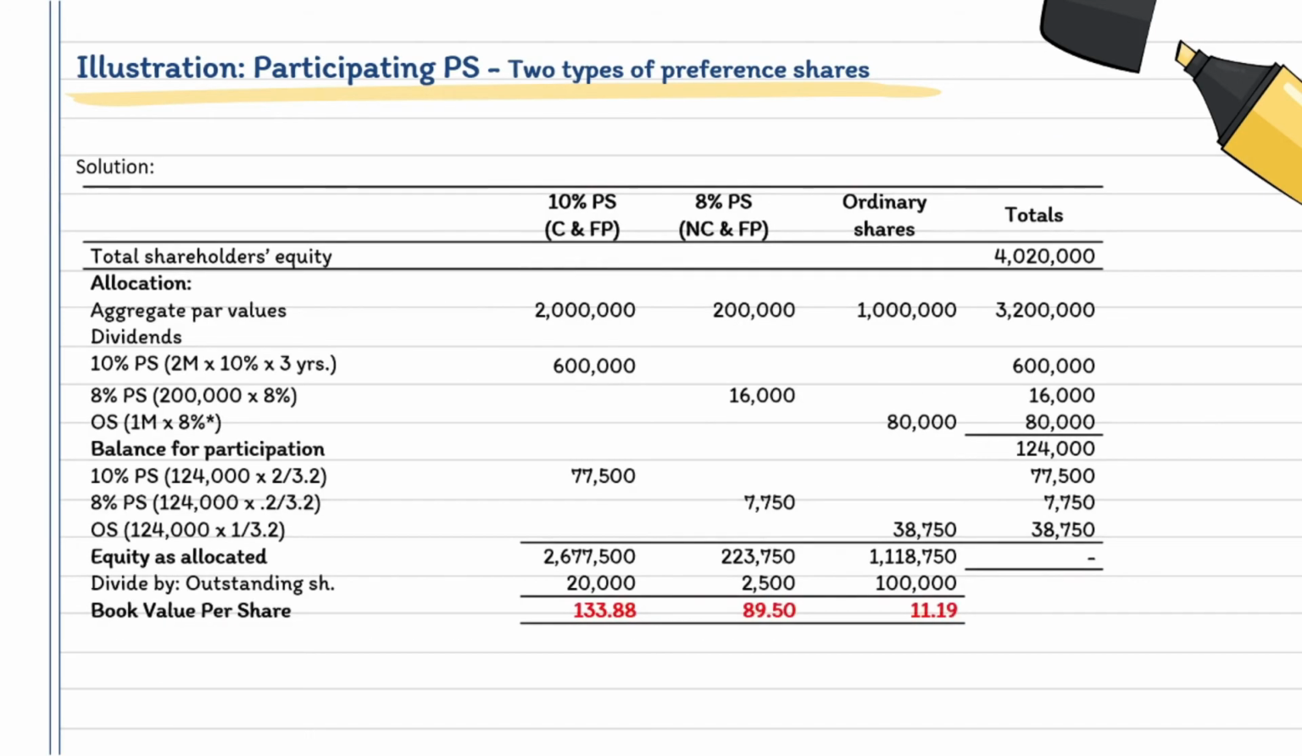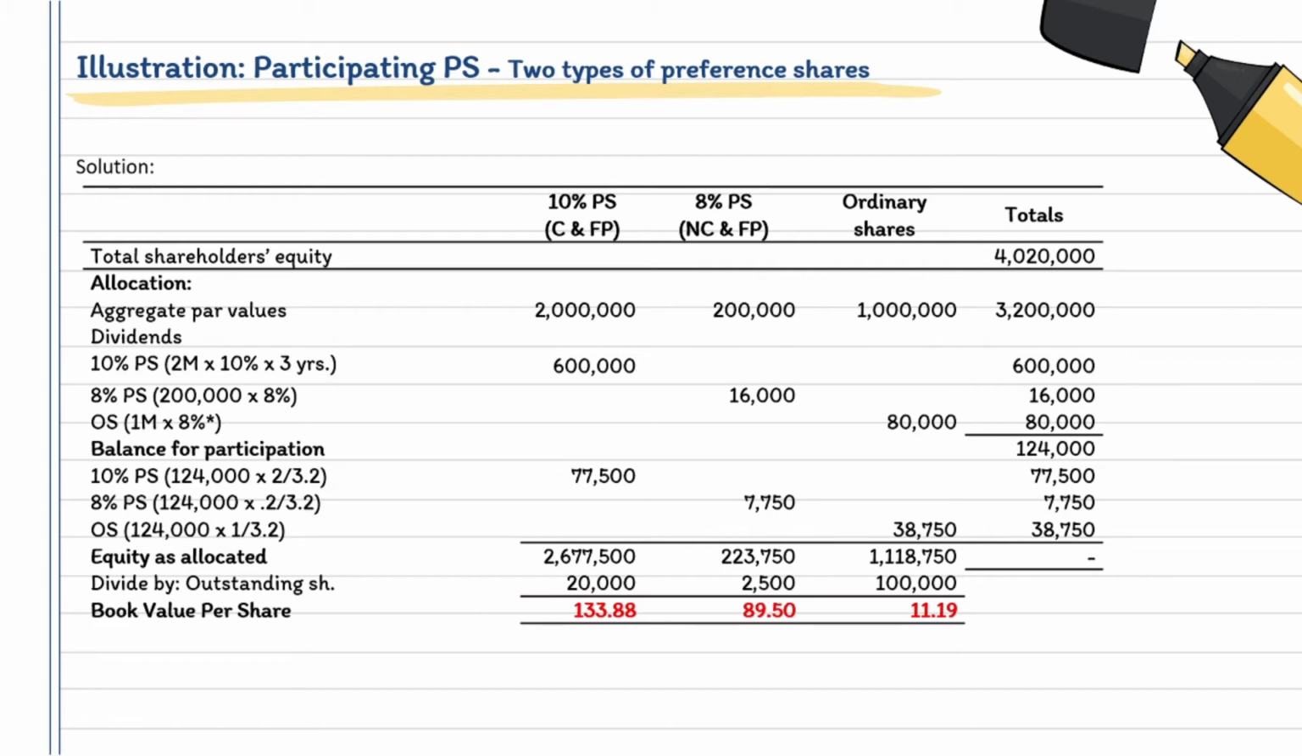As given in the problem, we have a total shareholders' equity of 4.02M. So, the first thing we will do is allocate. For the aggregate par values, we have 2M for the 10% preference shares, cumulative and fully participating, then 200K for the 8% preference shares, non-cumulative and fully participating, then 1M for ordinary shares, and we have a total of 3.2M for aggregate par values. For the allocation of dividends, we have 600K for the 10% PS.